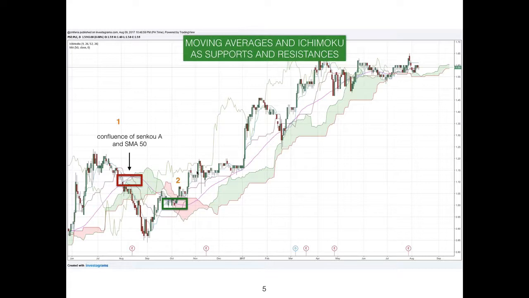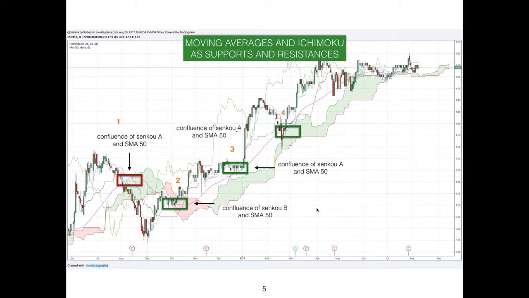Once broken out, price tends to make a strong rally upward. Again, sideways movements, price bounces off the confluence in all these areas.